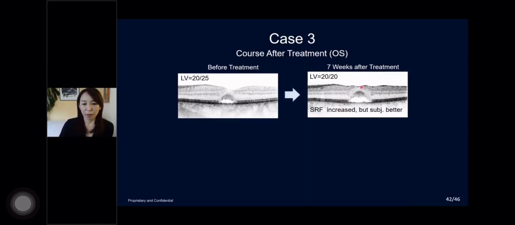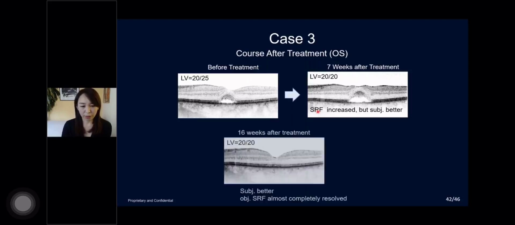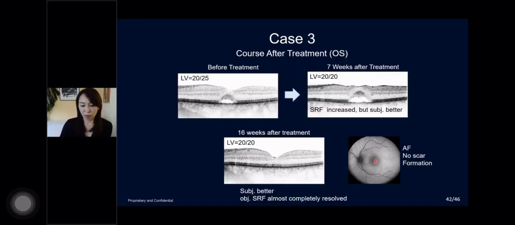Because subjectively it was better, and as I say later, it is recommended to wait at least until 3 months. So we waited. Then after 16 weeks, a little later, actually 12 weeks was planned, but due to Corona problems it became 16 weeks, the subretinal fluid was completely gone. Subjectively, of course, still very good. The patient said she sees perfectly. I checked autofluorescence: no scar formation. So it means the irradiation was really sublethal.